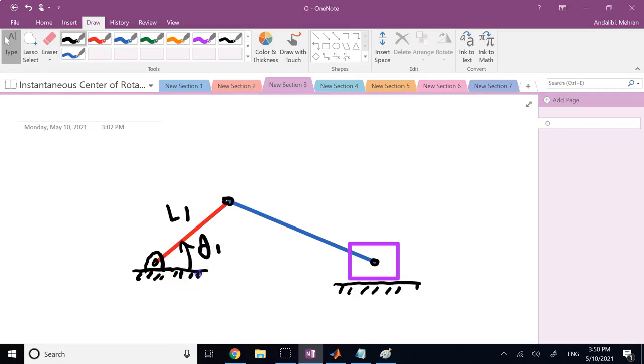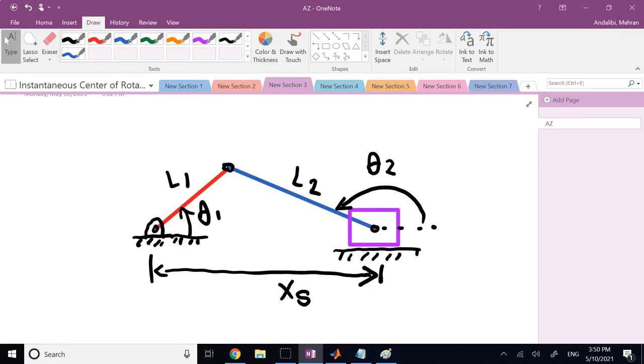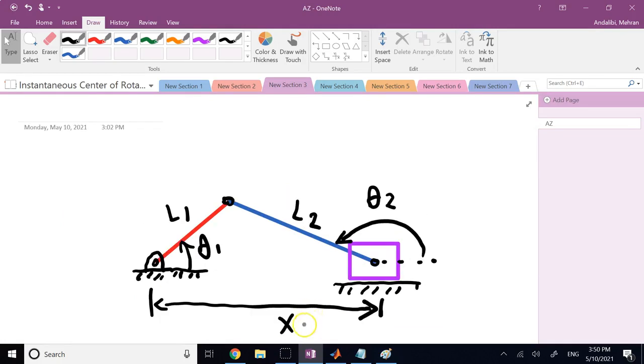The input link. And then this is basically L2. And there is some angle here, theta 2. And there is this position X of the slider. Or if you want, you can call it 3. Call this member 3, the purple member, the slider. And 4 is going to be the ground.